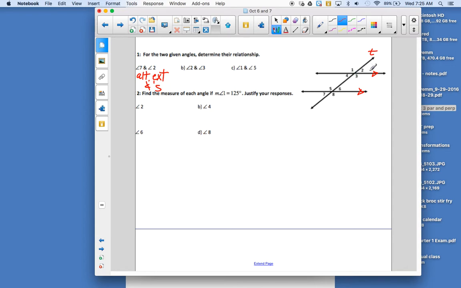How about 2 and 3? Oh, 2 and 3 are right next to each other. They're not going to be congruent, but we know they sit on a line, so angle 2 and 3 are a linear pair. Therefore, they are supplementary. How about 1 and 5? Boy, they both are on the left side of the transversal, and they both sit above their parallel line, so they are in corresponding locations. So those are corresponding angles.